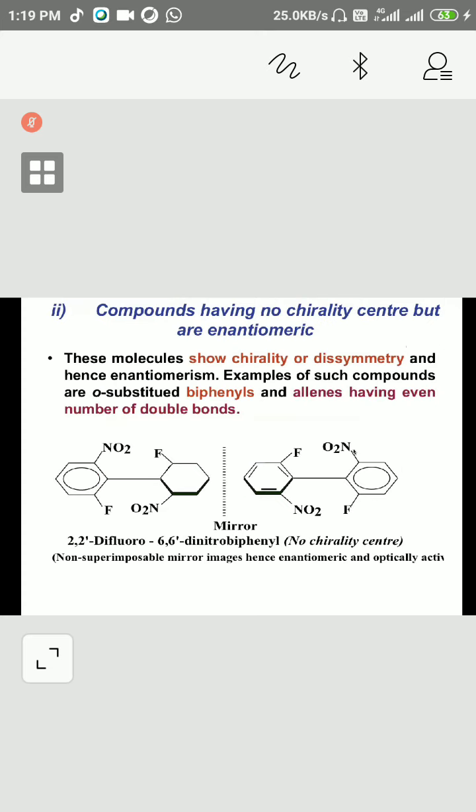Compounds having chirality in this type of molecule where there is no asymmetric carbon. Means these molecules show chirality or disymmetry, and hence enantiomerism. These are ortho-substituted biphenyls, and allenes are good examples. So this is also called atropisomerism. This term is not used here.